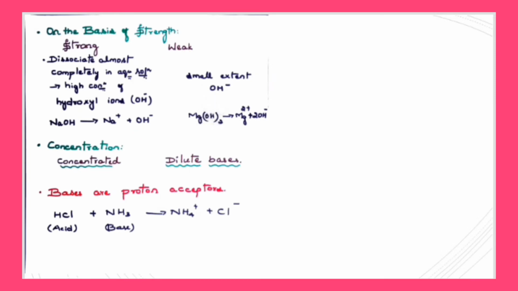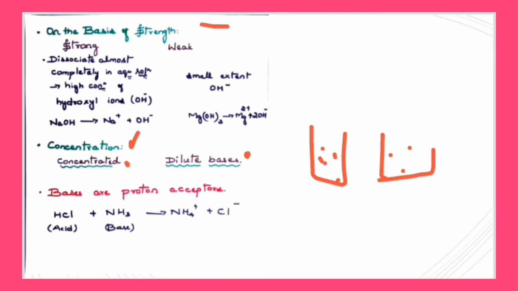Next, on the basis of concentration, bases are classified into two types: concentrated bases and dilute bases. How is this divided? Like in case of acids, where we saw concentration based on the amount of acid in the aqueous solution, a base having a relatively high percentage of base in its aqueous solution is called a concentrated base. A dilute base has a low percentage. So you take two bases and compare their concentrations, and hence you can say which is concentrated and which is dilute.